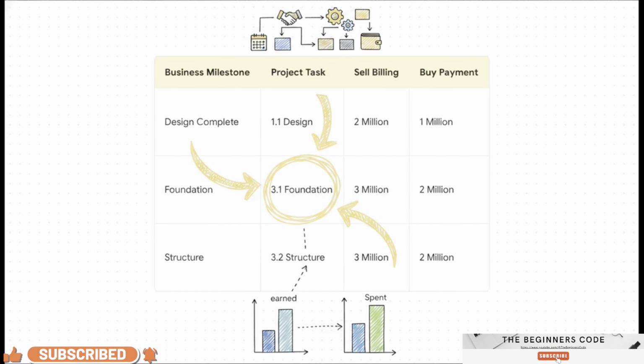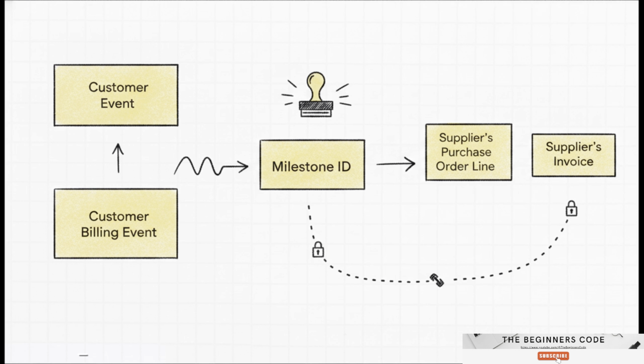They can look at task 3.1 and instantly see, okay, we billed $3 million, we costed $2 million, our margin is completely healthy. To make this even tighter, enterprise systems like Oracle use what's called a DFF, or Descriptive Flex Field. I like to think of it as a digital breadcrumb trail.